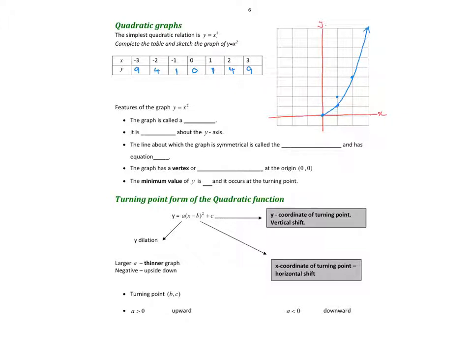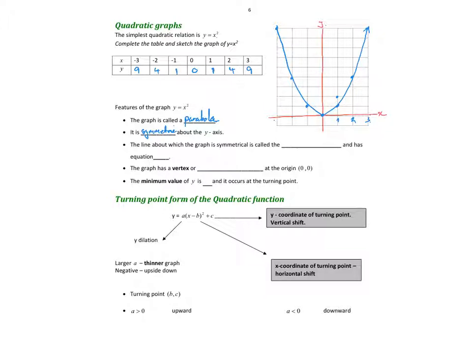And from the left-hand side, -1, 1, -2, 4, -3, 9, we can see we have exactly the same shape on the left-hand side. Okay, so this graph, hopefully remember, is a parabola. And it's symmetric, which means the left-hand side is the same as the right about the y-axis. So it's a mirror image.